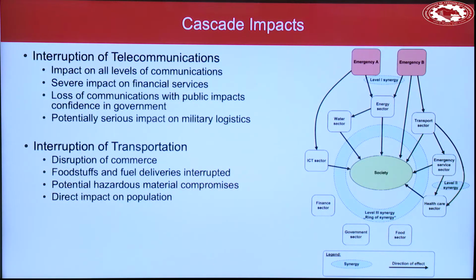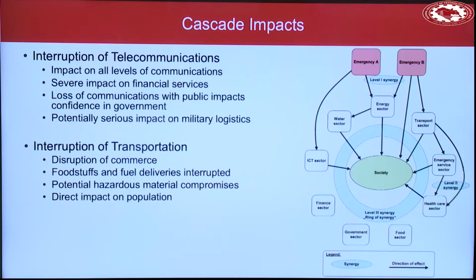Okay, what is the cascading impact? I talked about this. For example, interruption of telecommunication. You don't have communication. There's no mobile connection, no telephone lines, no internet. What's going to happen? How will you communicate? Let's say you don't have any connections for a month. No internet, no cell phone, nothing. What can you think of?